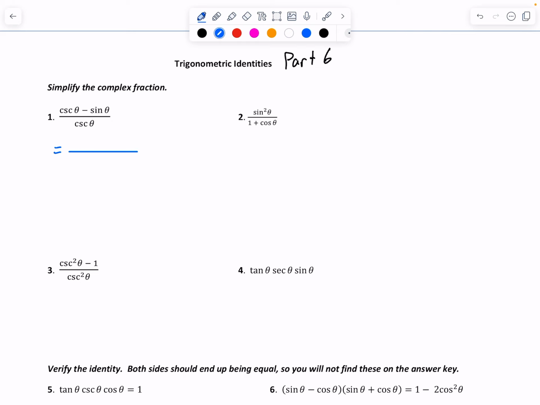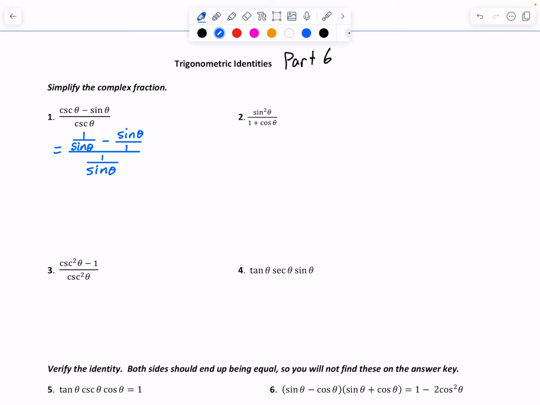Cosecant is 1 over sine, minus, and I'm going to put sine theta over 1 just because it feels better here. And then cosecant on the bottom is going to be 1 over sine. What I notice here is all my denominators are either a 1 or a sine.